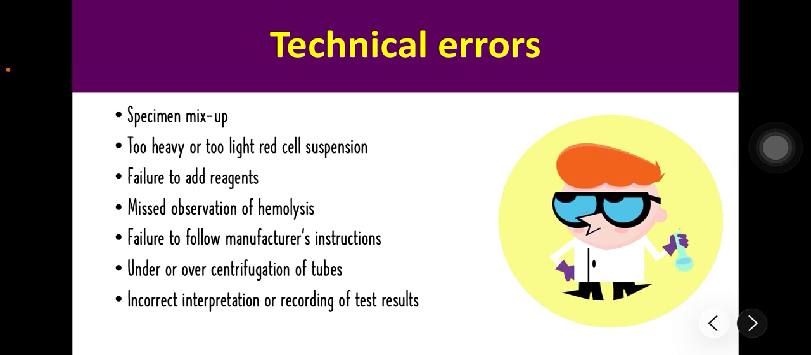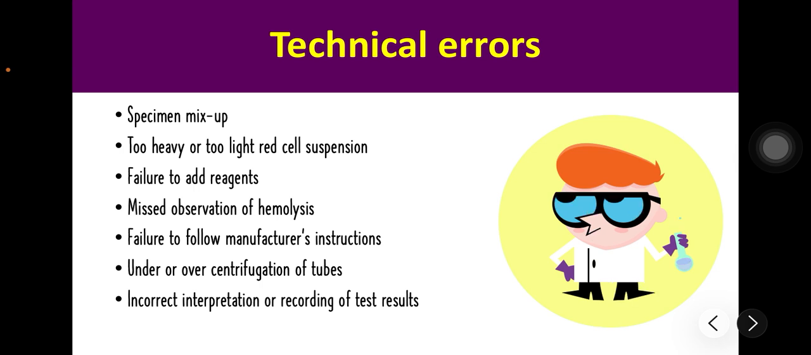Next, we have failure to follow manufacturer's instructions. So reagents are licensed by the FDA based on specific procedures, such as your specific drop counts, incubation times, and temperatures. So deviating from these instructions, such as using the wrong temperature or omitting a required incubation, can lead to weak or missing reactions. For example, some monoclonal reagents require specific pH levels to avoid false positive reactions, like those seen in the acquired B phenomenon.